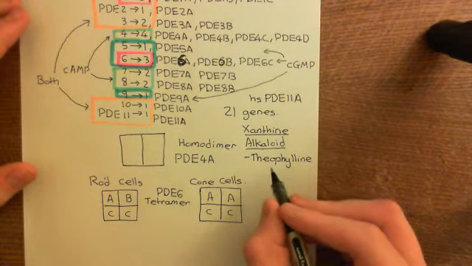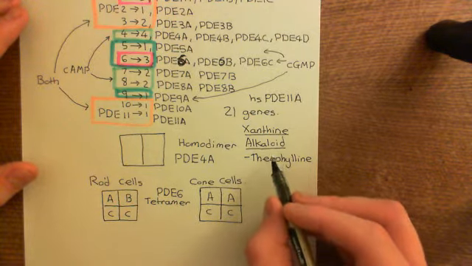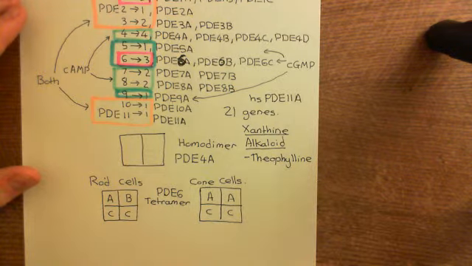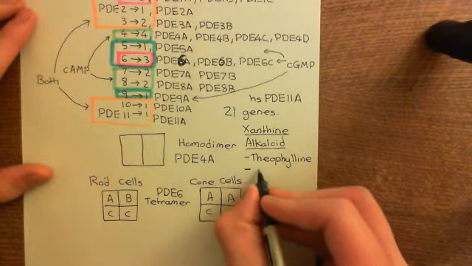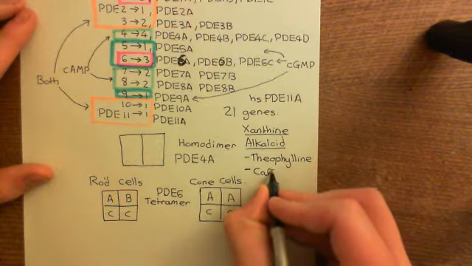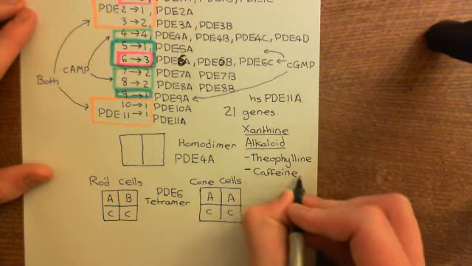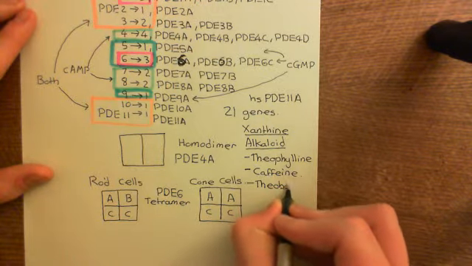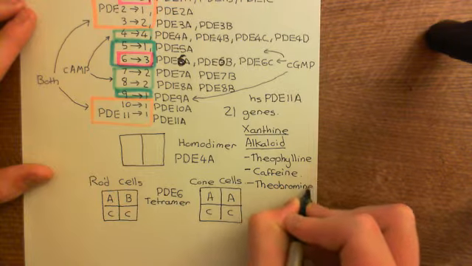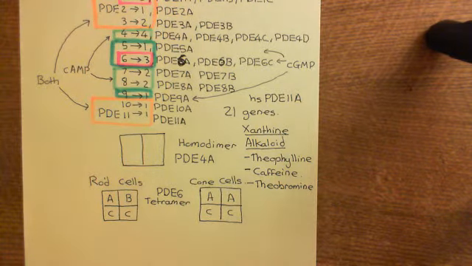So theophylline is a non-selective inhibitor of all phosphodiesterase enzymes, and it's a xanthine alkaloid. Now there are other xanthine alkaloids that also are non-selective inhibitors of all phosphodiesterases. Caffeine is an example. Another example is theobromine, which is a molecule that's found in chocolate. So both caffeine and theobromine are non-selective inhibitors of phosphodiesterase enzymes as well. Now they're not used to treat asthma, but theophylline is. So I'm just mentioning those for completeness.